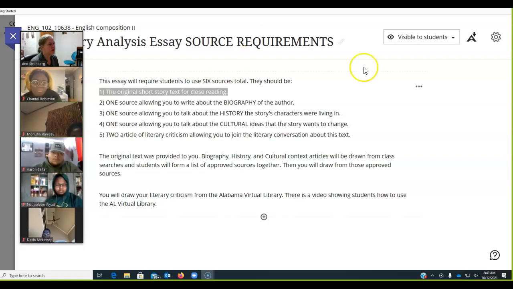Now we're recording. All right, so we're going over the short story analysis source requirements. There are 6 sources total. They should be the original short story text for close reading.